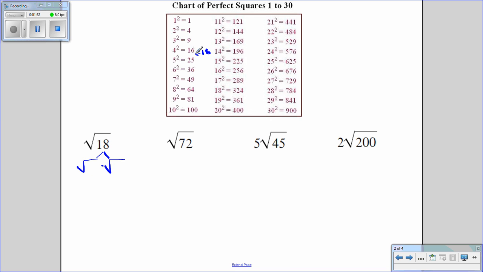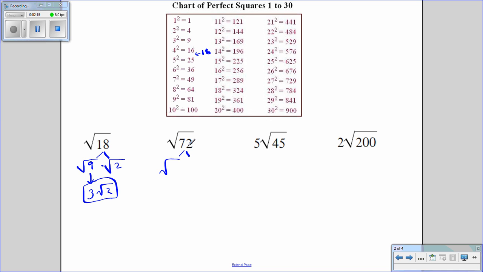So I have to ask myself what perfect square above where this is at. 18 falls right here. I'm going to check 16. 16 does not go into 18. 9 does. So 9 is the perfect square that divides into 18 evenly. 9 goes into 18 twice. Now, the square root of 9, I know, is 3. And the square root of 2 can come down, and that is called simplifying a radical.